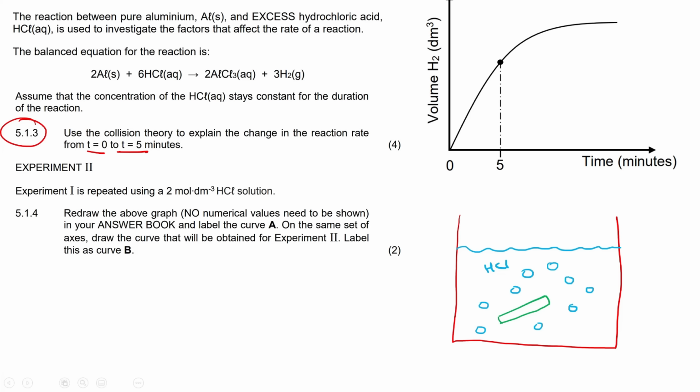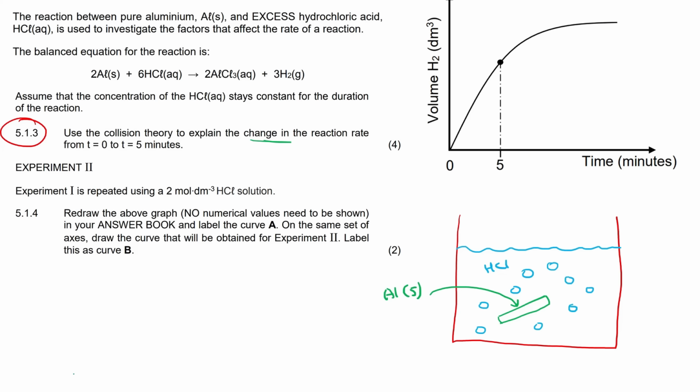And then you've got your aluminium strip. Okay, so the aluminium is not broken up into like a powder or anything like that. It's just a strip. And so we know that as the blue HCl molecules collide with the aluminium, there will be a reaction that takes place. So they say use the collision theory to explain why there is a change in the reaction rate.